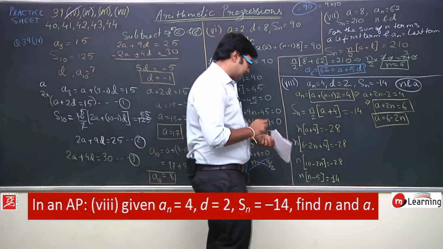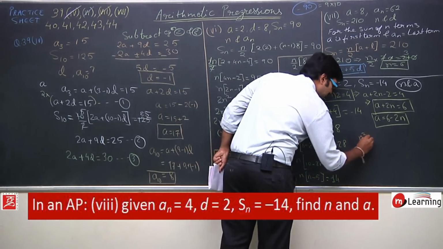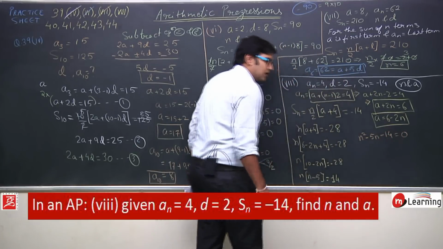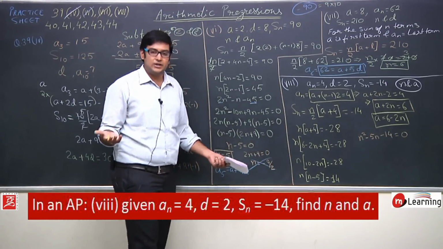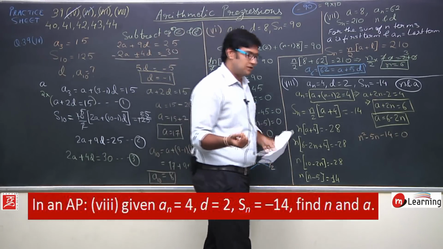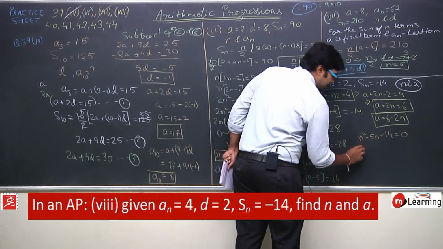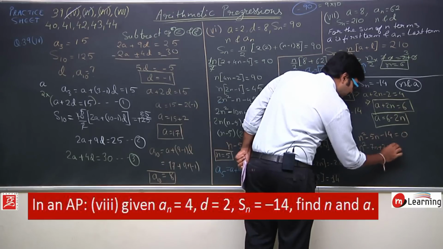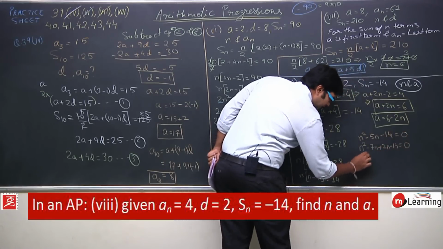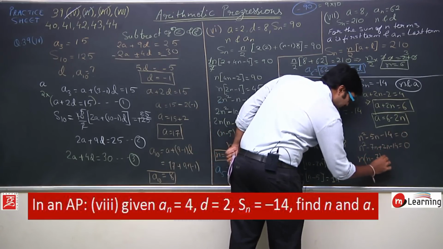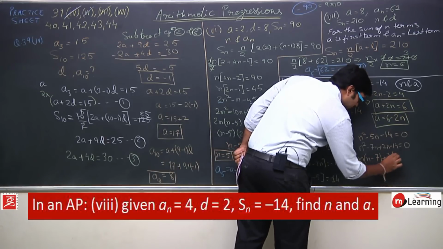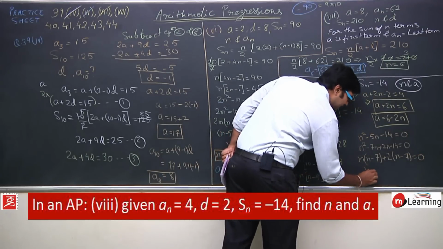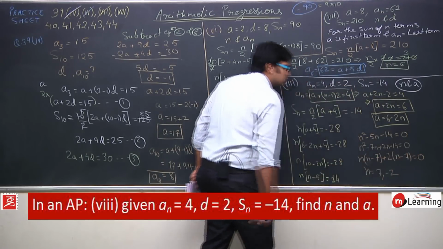So what I get is n square minus 5n minus 14 is equals to 0. Now try to split 14. 14 is 7 into 2. That is the only way to split 14, or other is 14 into 1. So n square minus 7n plus 2n minus 14 is equals to 0. So n into (n minus 7) plus 2 into (n minus 7) is equals to 0. So this will give you n is equals to 7 or n is equals to minus 2.